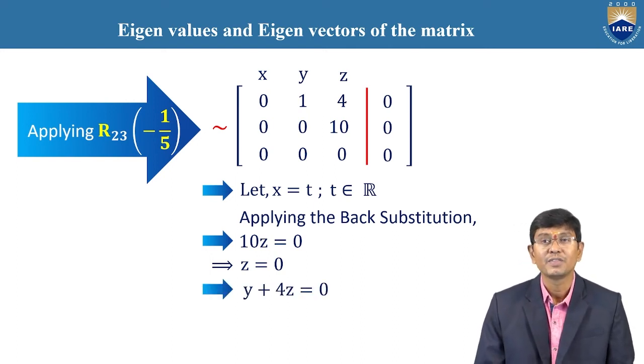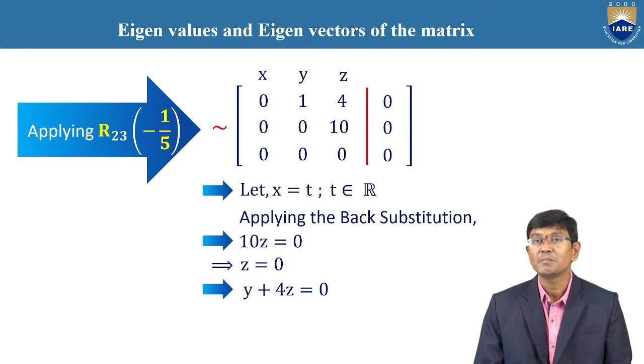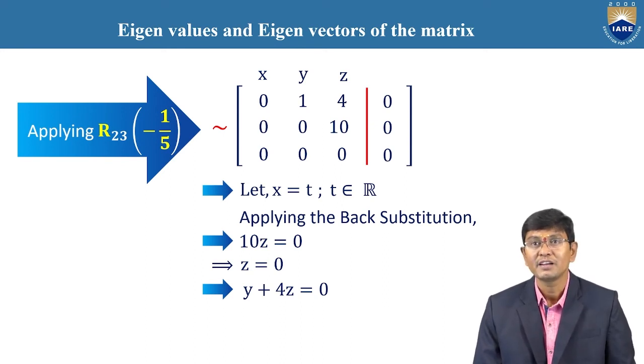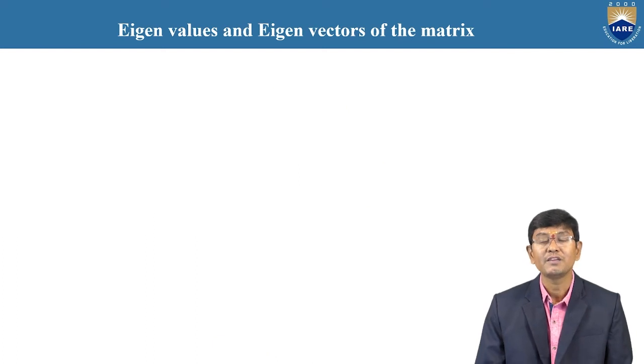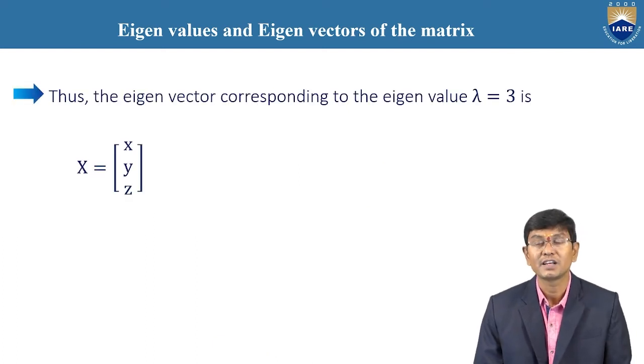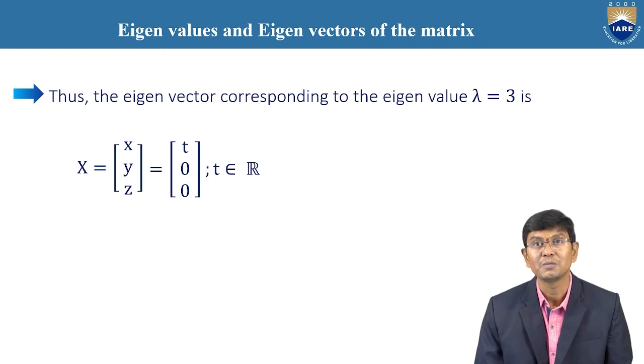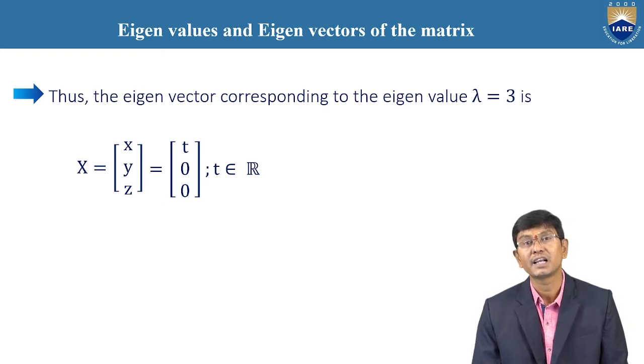From the first row, y plus 4z is equal to 0. Here, already z is equal to 0. That means y is also 0, because y plus 0 is 0. Therefore, the corresponding eigenvectors of the given matrix for lambda equal to 3 are x, y, z.